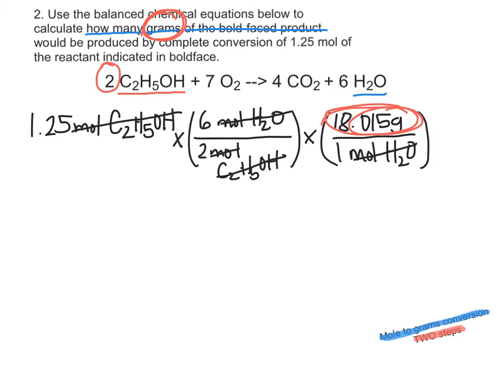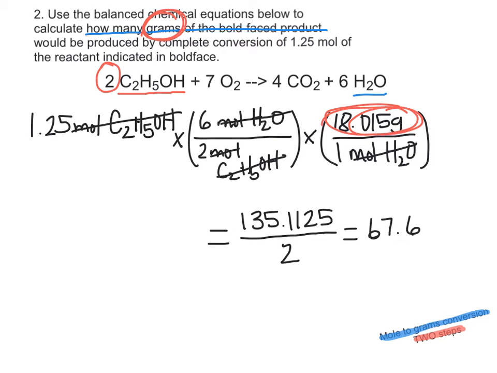Okay? So my next step is to multiply everything on the top. So when I do that, I'm going to get 135.1125. And I multiply everything on the bottom. In this case, it's just 2 times 1. So we're going to divide it by 2. When I do that, I'm going to get 67.6 grams of H2O. Okay?